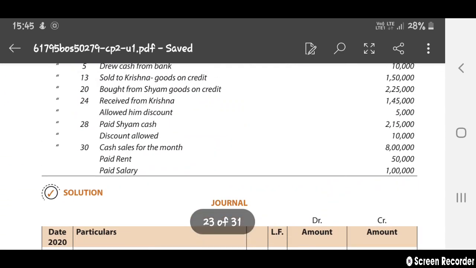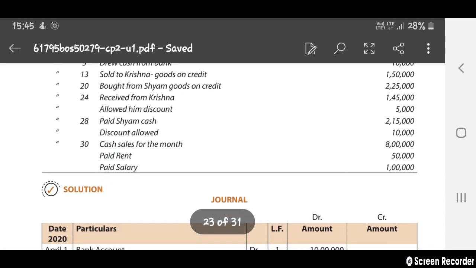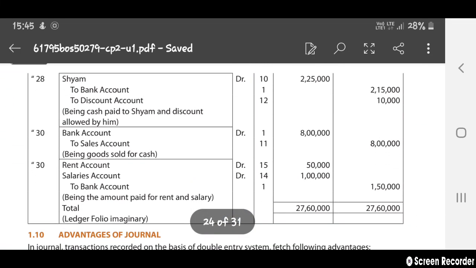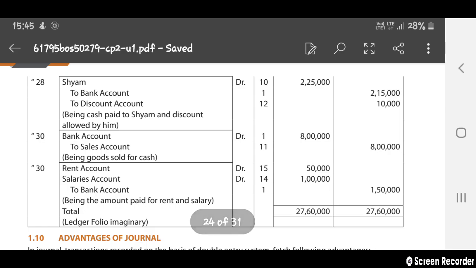Next is April 28th, paid Shyam cash, discount allowed. So Shyam has paid some cash, Shyam to bank account and discount account. So Shyam has been debited 2,25,000. To bank account, he has given 2,15,000, and the discount allowed to him is 10,000.